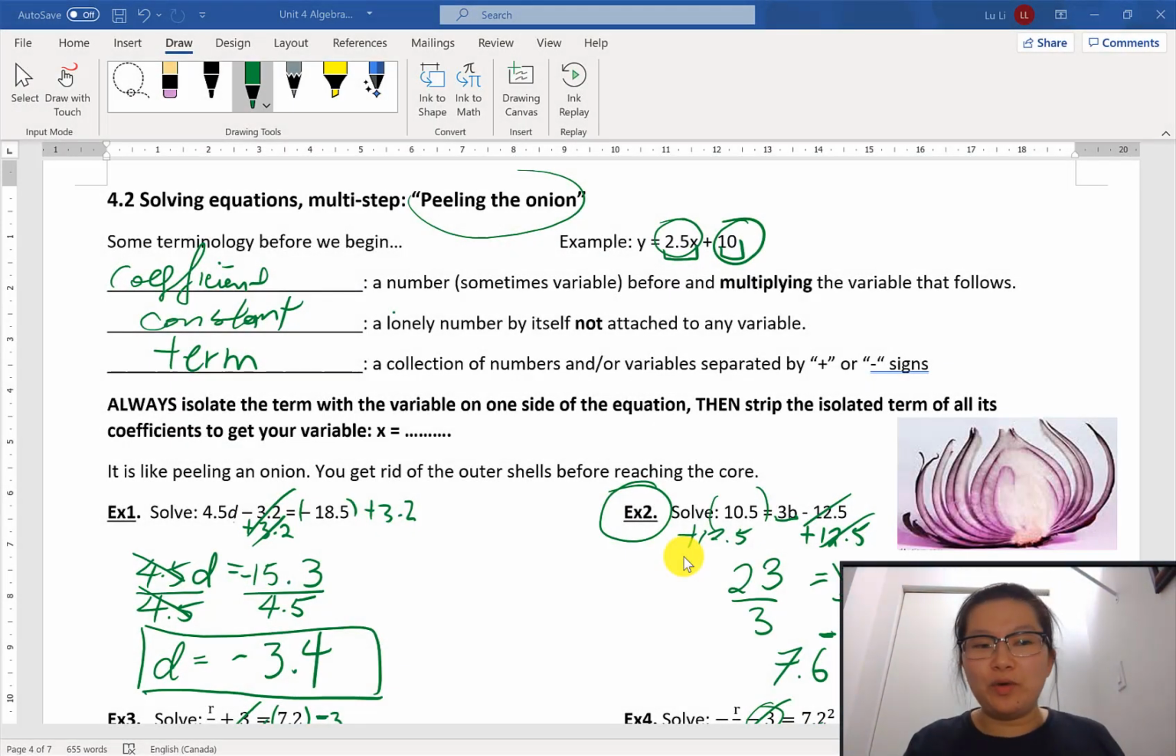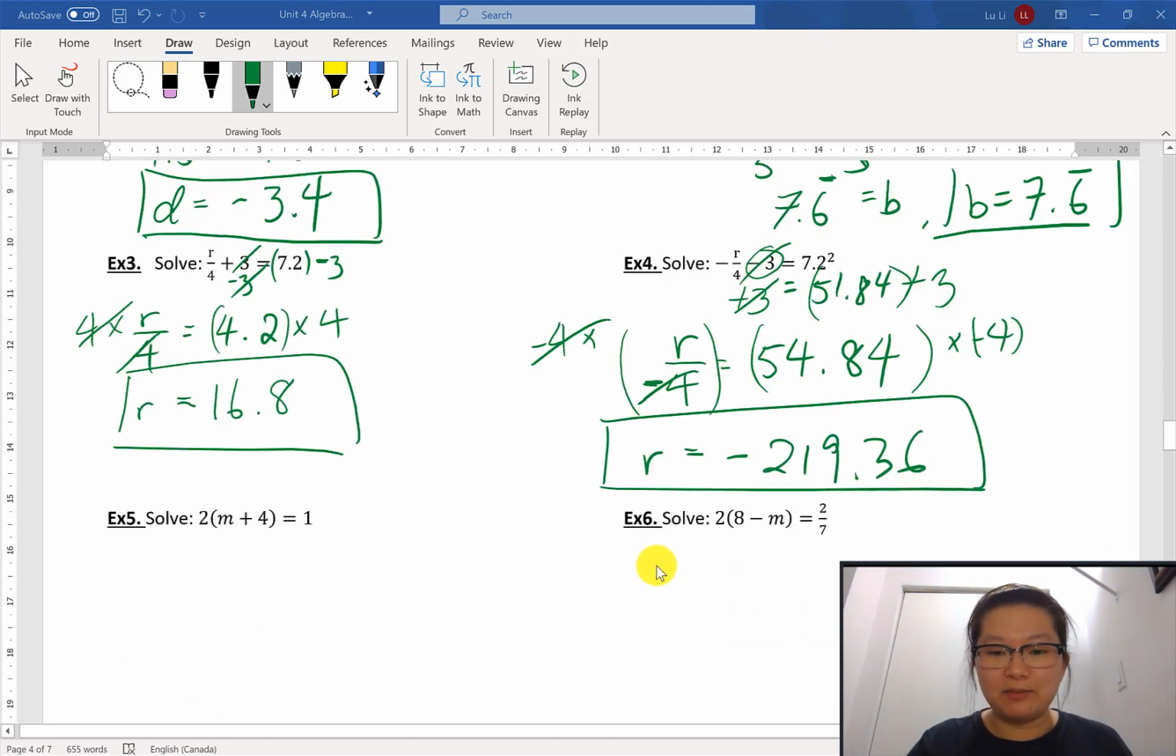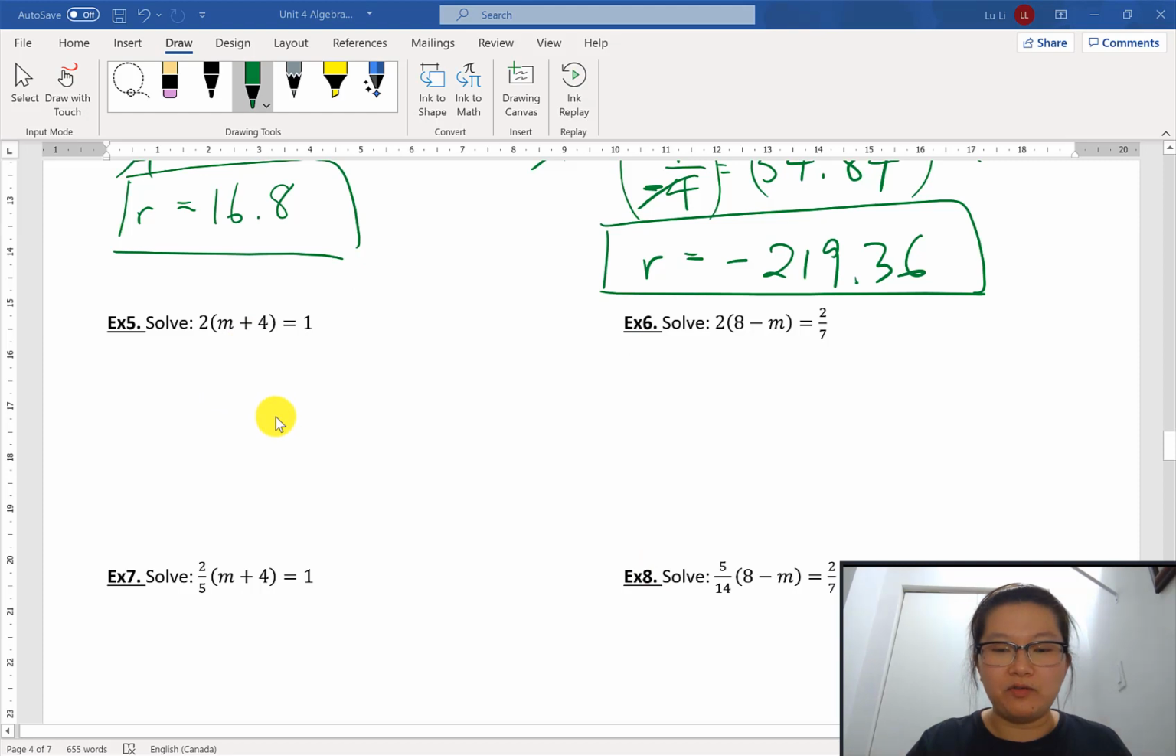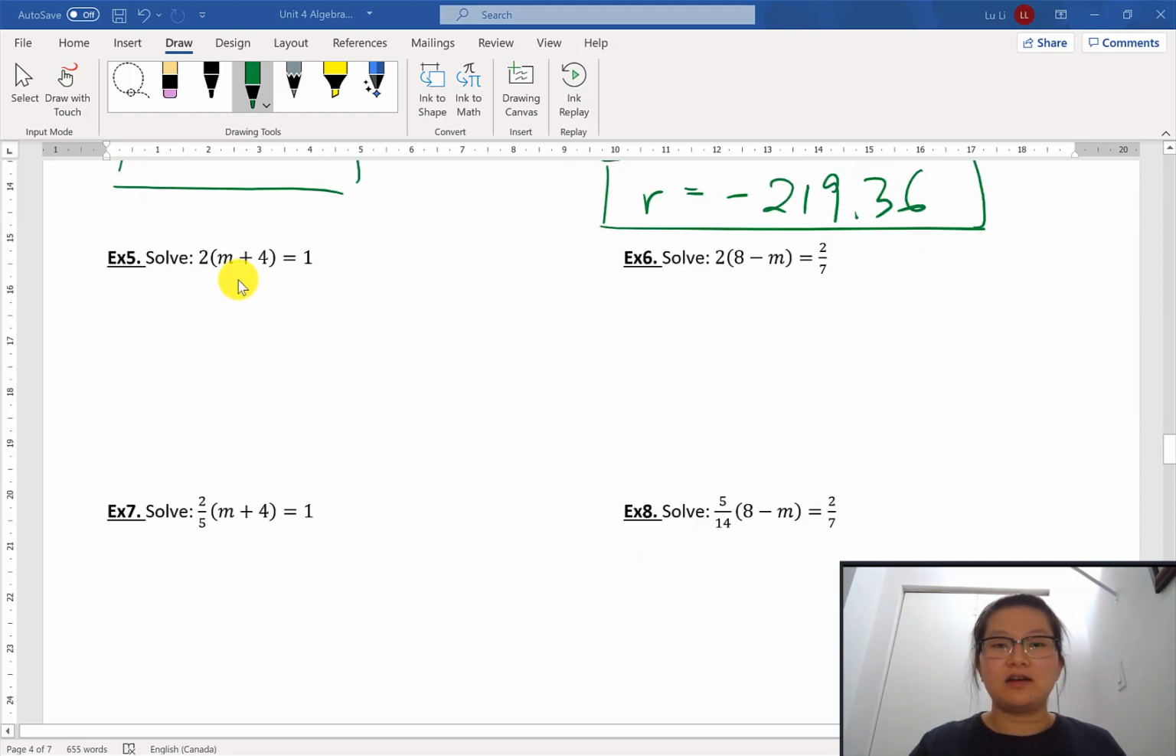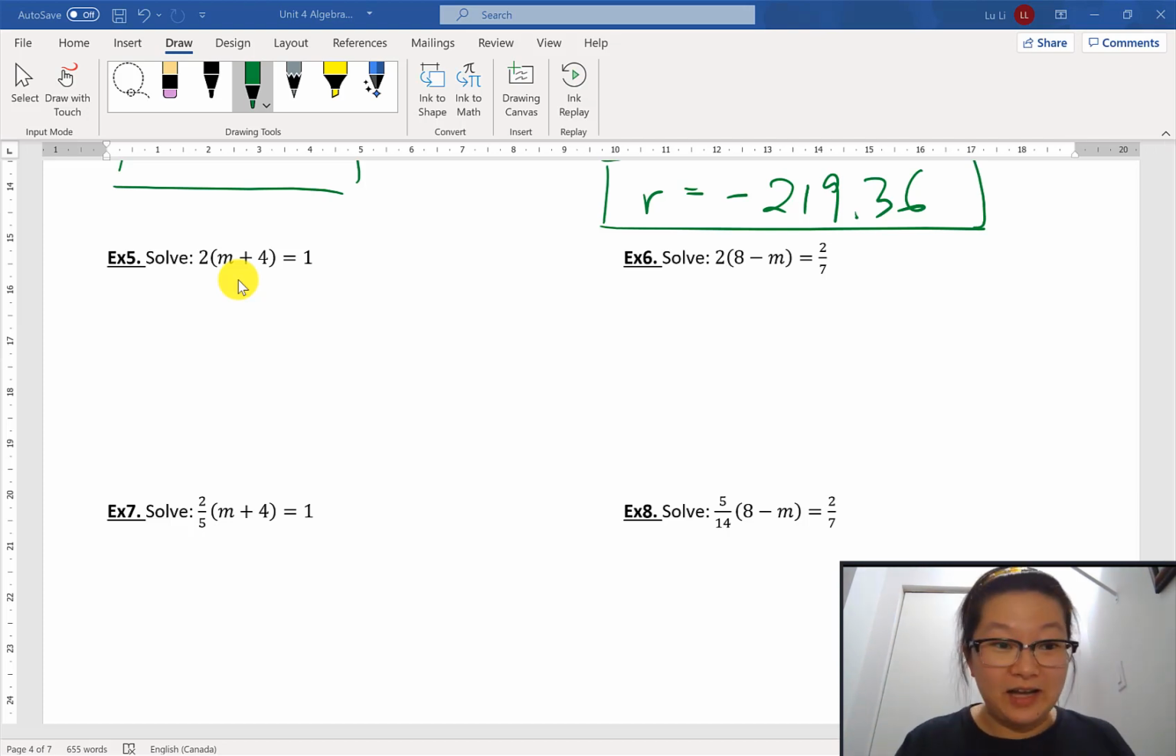In this video, we are going to continue with solving equations using what we call the peeling of the onion strategy. So I have 4 examples here that I'm going to go over with us. Again, it's going to be I do one, you do one, I do one, you do one, okay? So let's start with example 5.